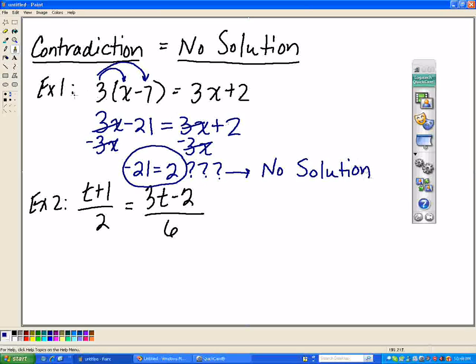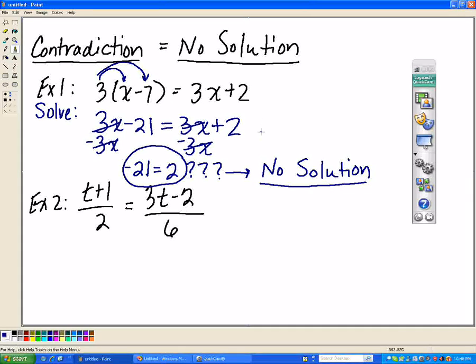Remember that our instructions will probably be to solve. And that means we're looking for an x value that makes this a true mathematical statement. When we end up with something like this, we see that we have no solution. There does not exist an x value that makes this true.